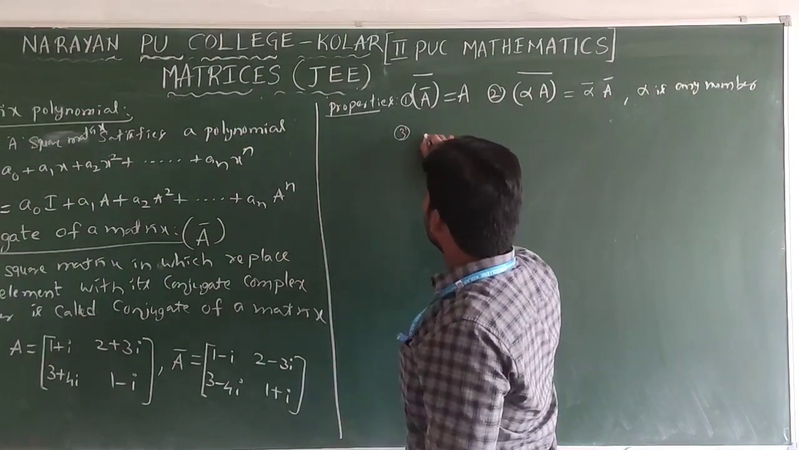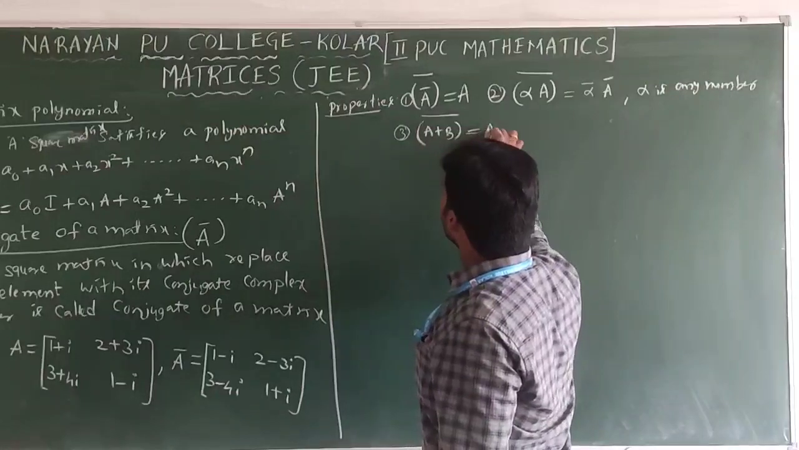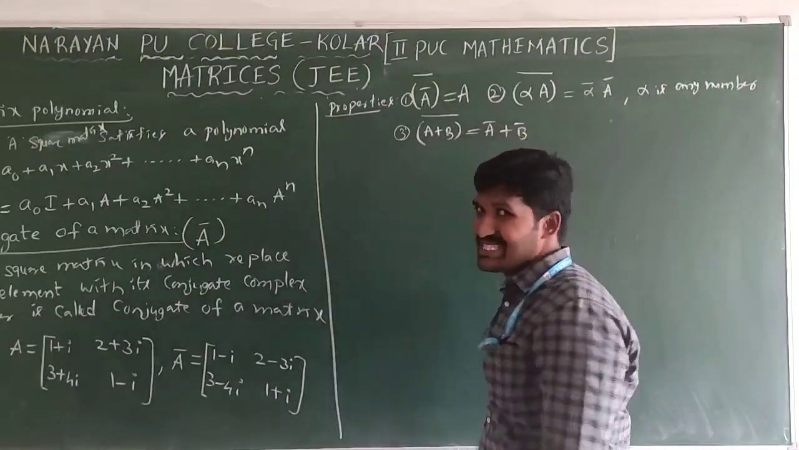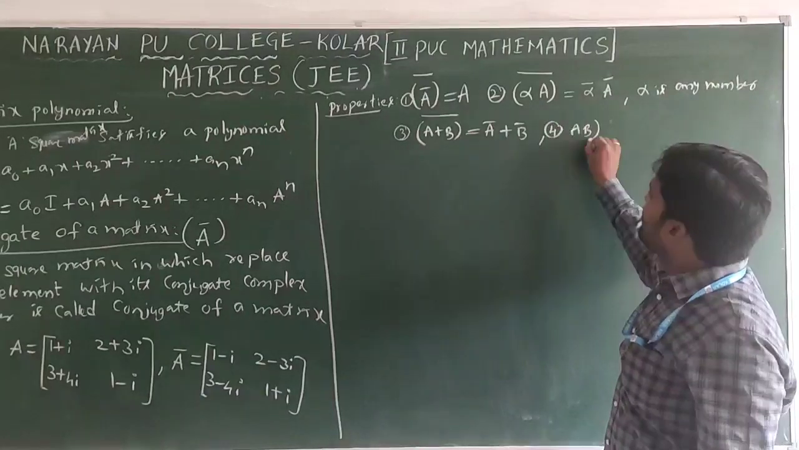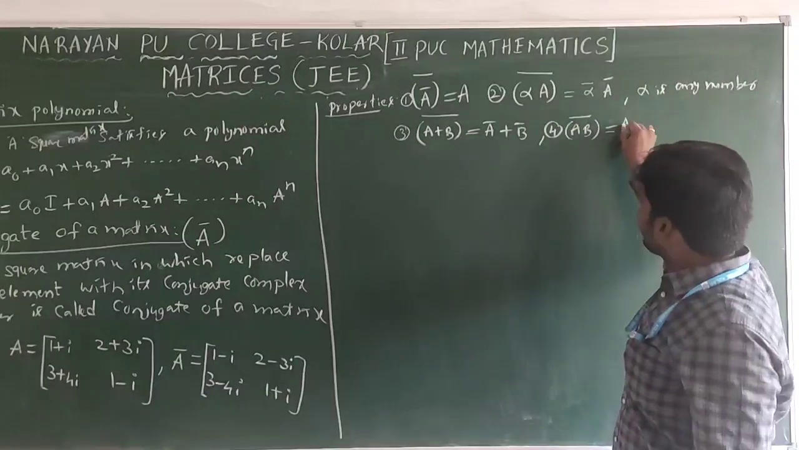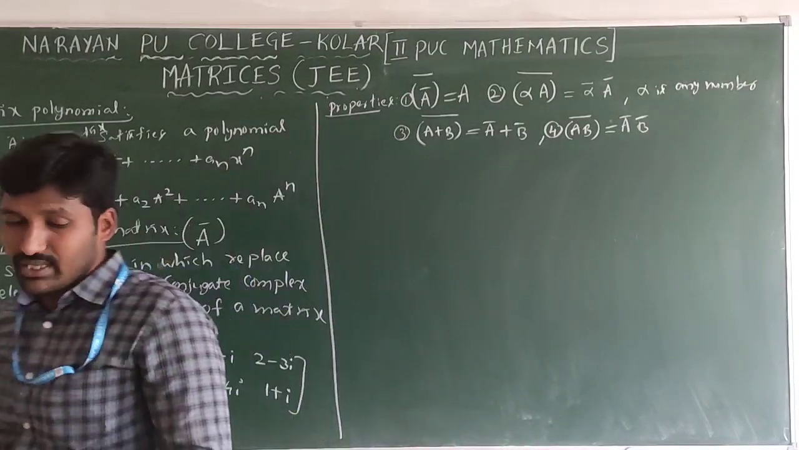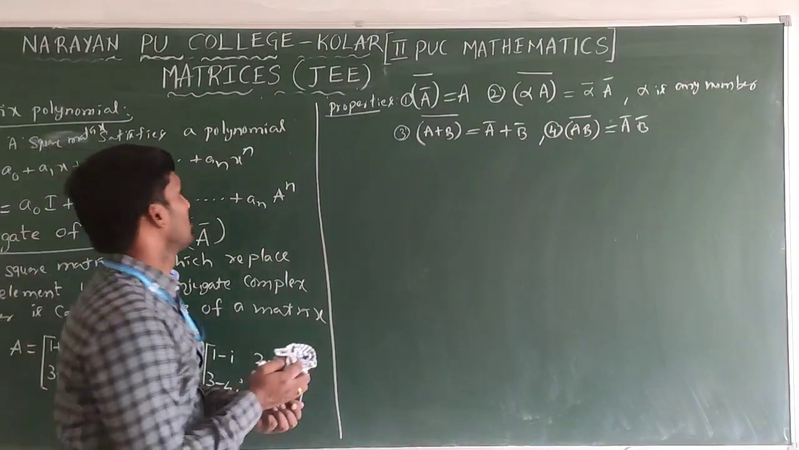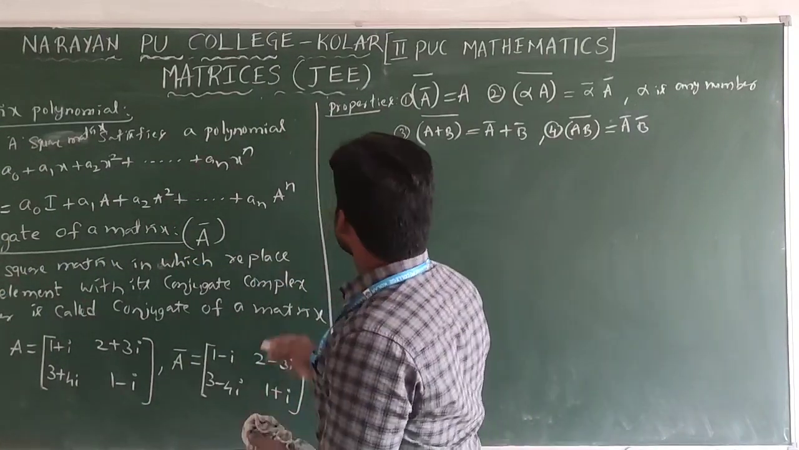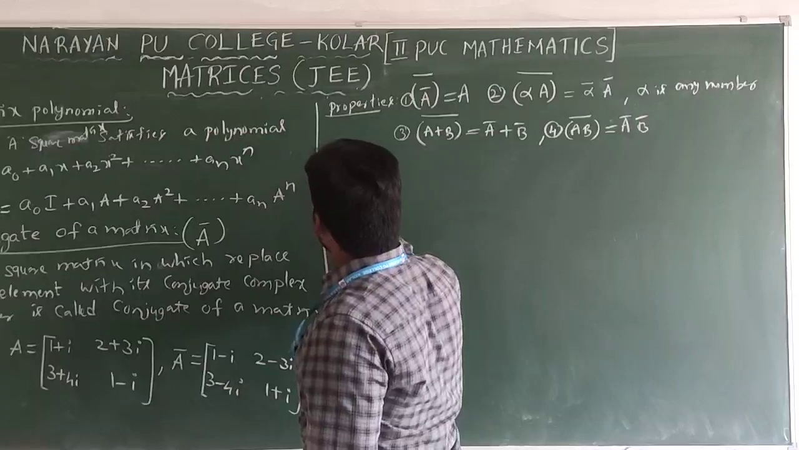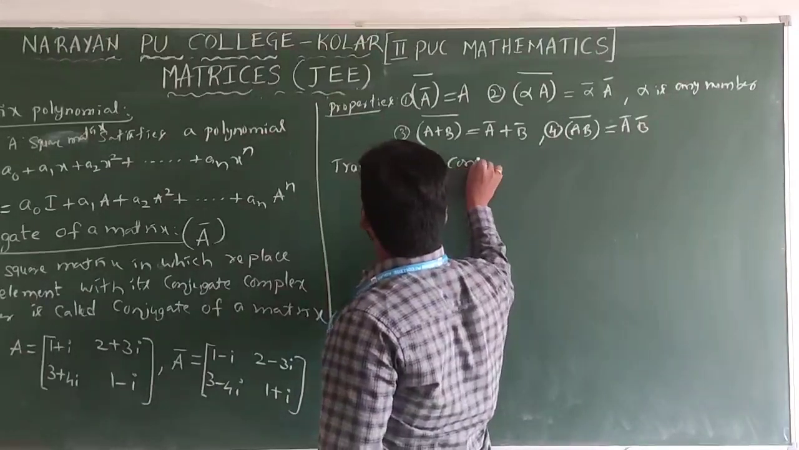Next, third one: A plus B whole bar equals A bar plus B bar. Next, fourth one: AB whole bar equals, directly we can write, A bar into B bar. These are the properties for the conjugate of a matrix. Next, transpose of conjugate matrix.